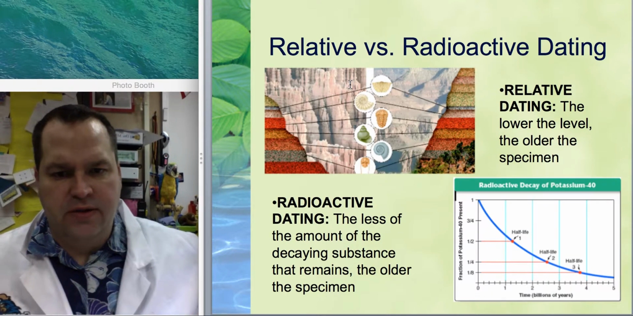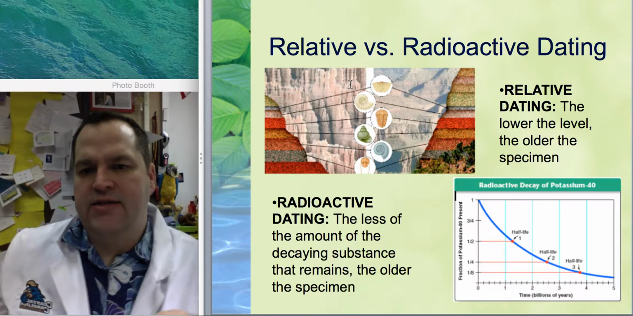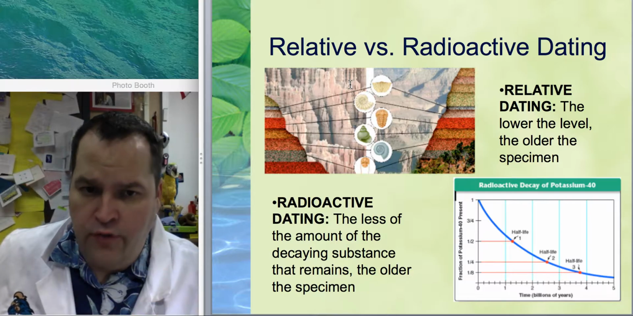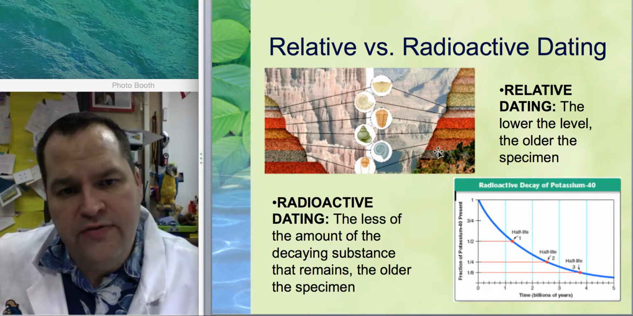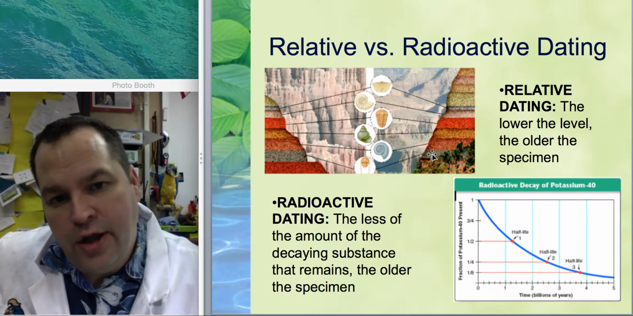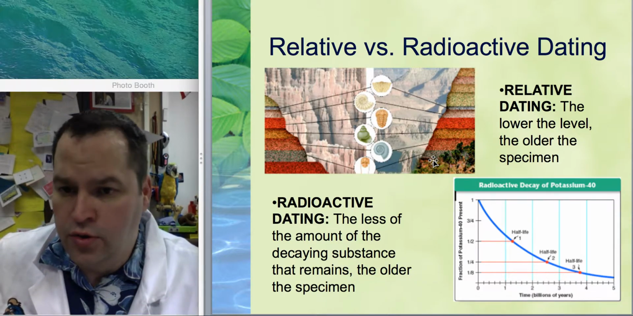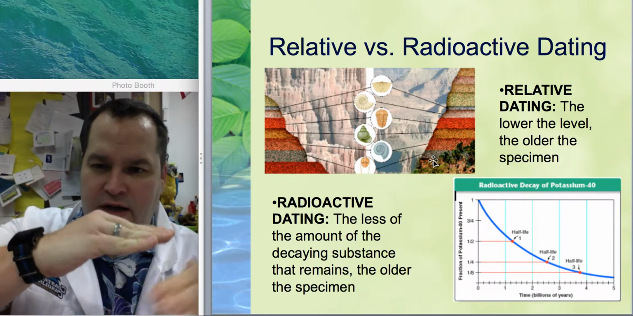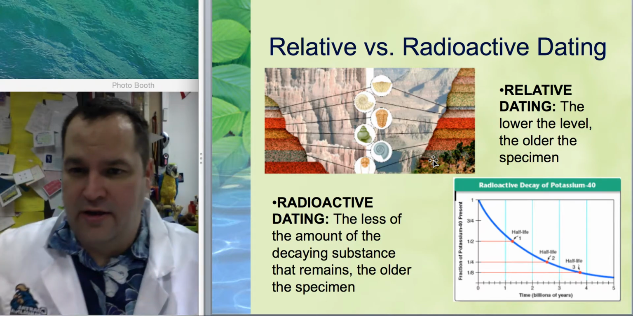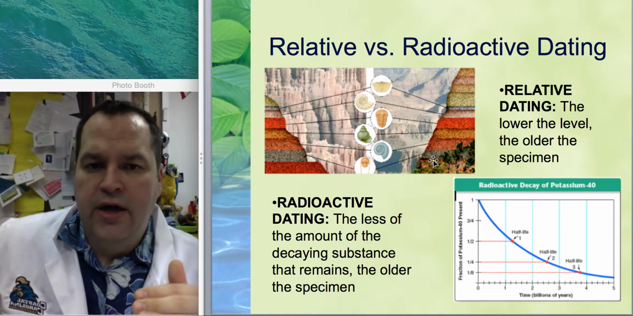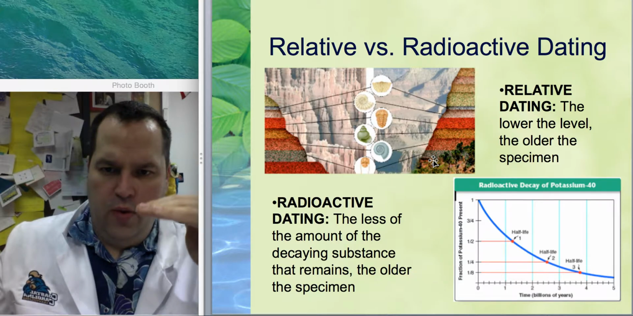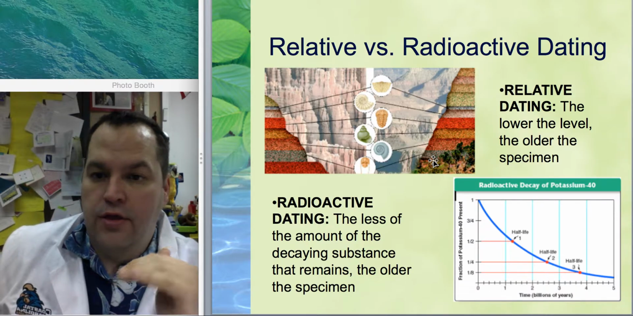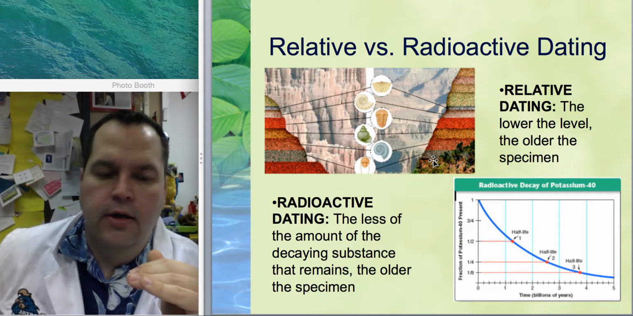So let's take a look at those in a bit more detail. Relative dating takes into account that rock layers form over time. If we look here, you see all of these different layers of rock. The lower the layer of rock, the older it's going to be, because the rock forms and then we build another layer on top and another layer on top. So the specimens way down in the lower strata, or layers, are going to be the oldest.